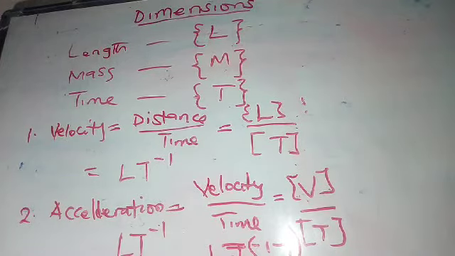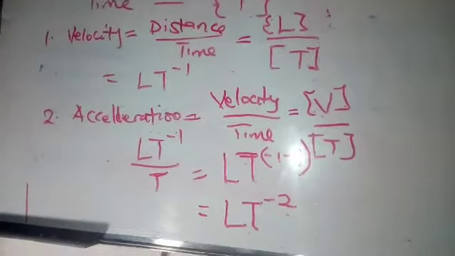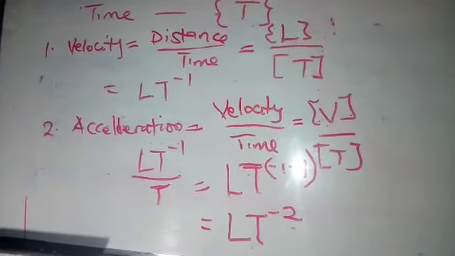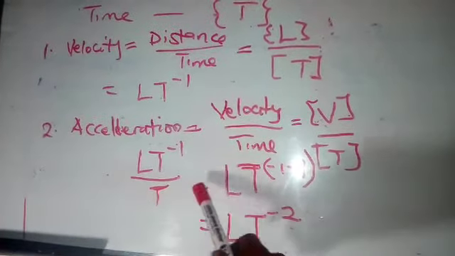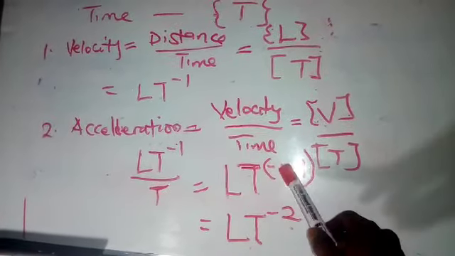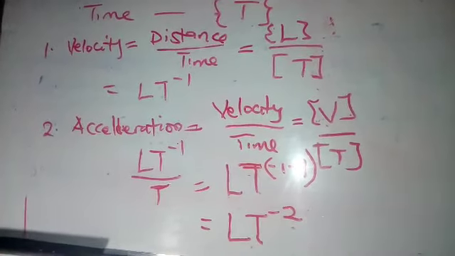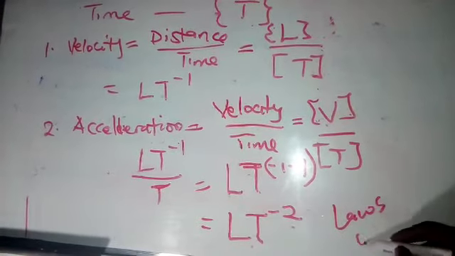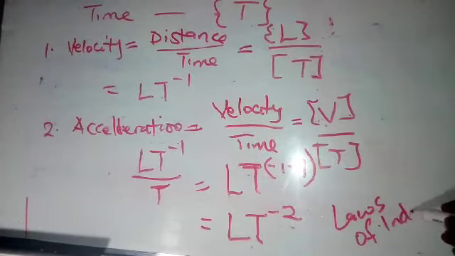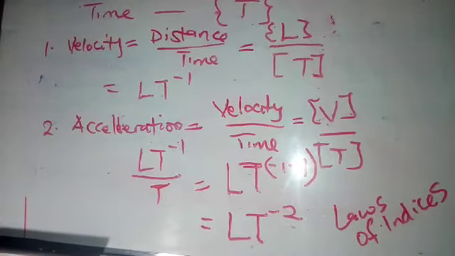Okay, I think the camera is not showing the downside. So that's what I mean: LT^-2. LT^-1 divided by T gives you LT^-1 - 1, because you're actually dividing following your laws of indices in basic mathematics. So that will give you LT raised to the power -2.